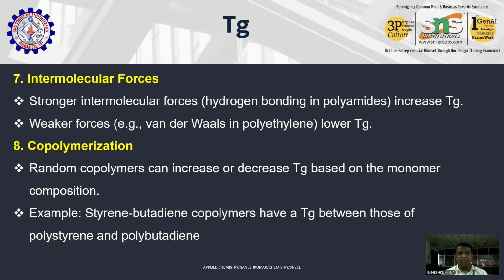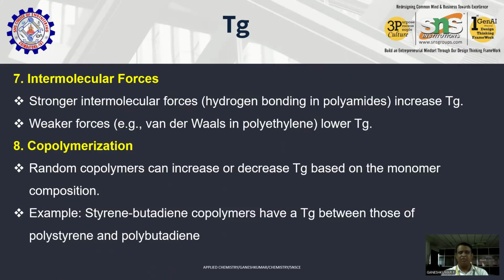So what about copolymerization? We know that there are two types of polymerization discussed in the second series: one is addition and the other is condensation, or copolymerization. In addition, there is no elimination of molecules, but in copolymerization there is an elimination of molecules by combining the two monomers. So the copolymers can increase or decrease the TG because of the monomeric composition. When you go for addition polymerization, there is only one type of monomer, where TG generally depends upon the mobility of chains. But in copolymerization, the TG mainly depends upon the types of monomer which we are using.